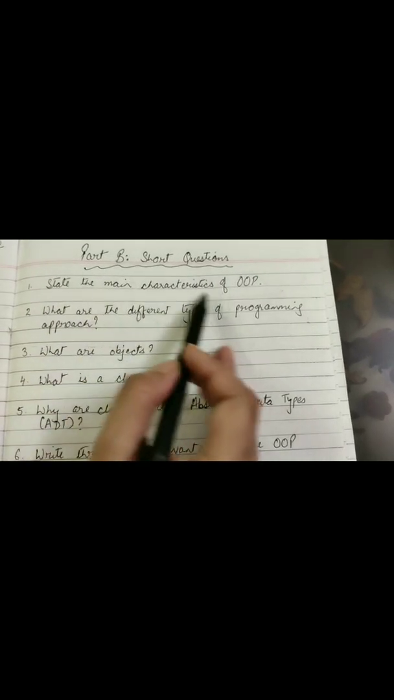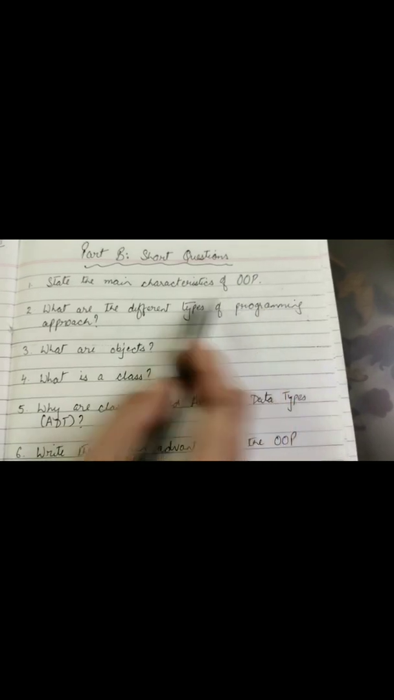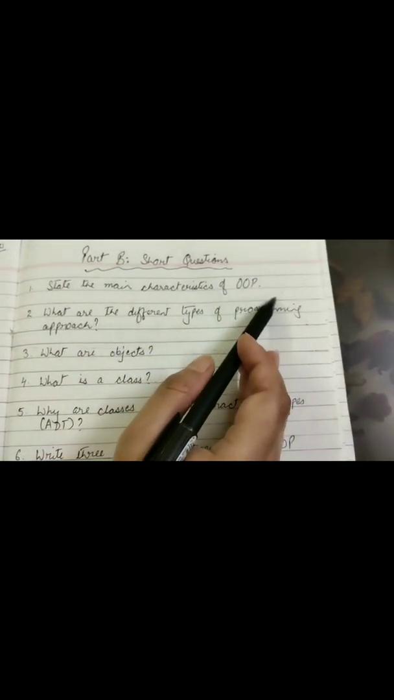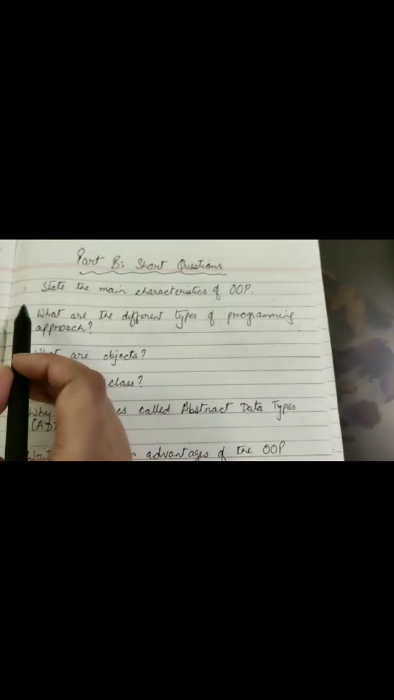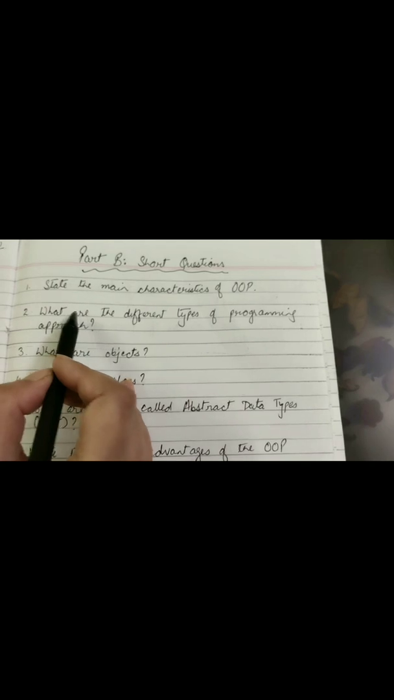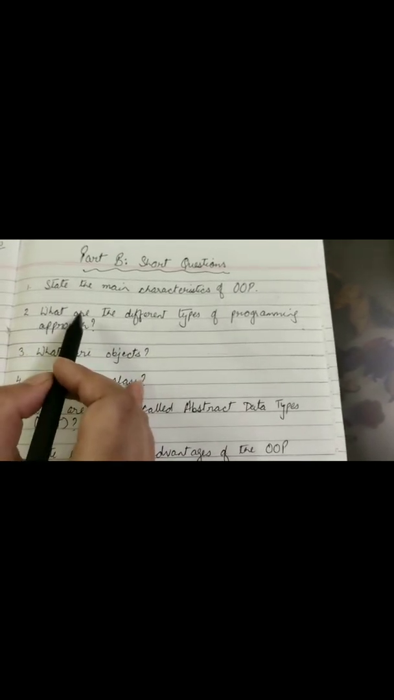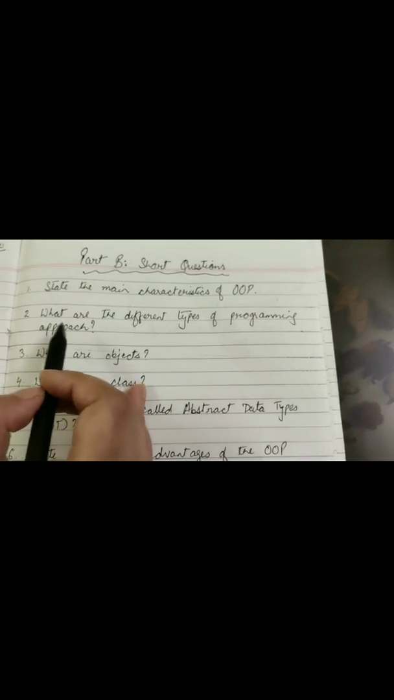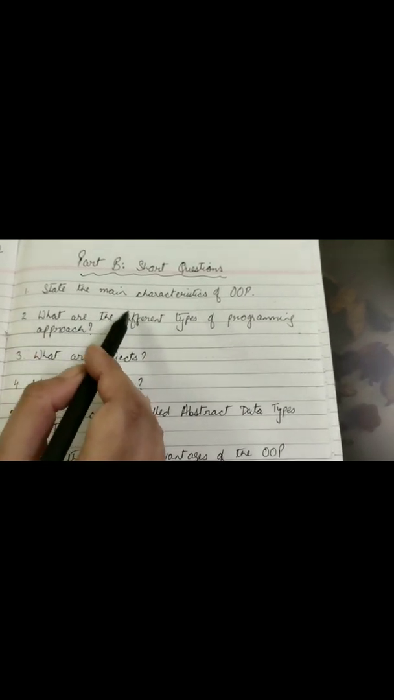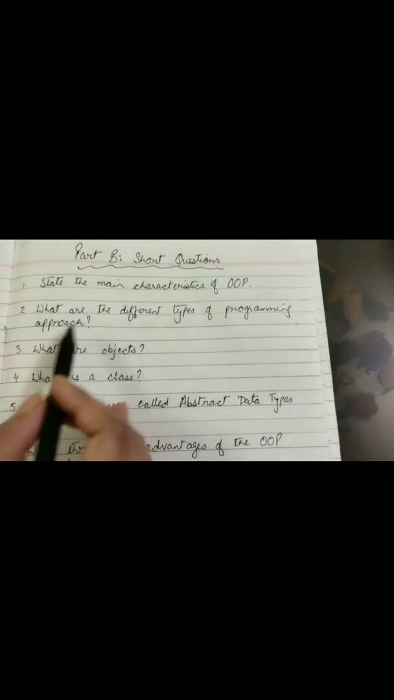State the main characteristics of object-oriented programming. The main characteristics of object-oriented programming are: number 1, emphasis is on data rather than procedures. And second, programs are divided into objects. If you find any other two characteristics, you can also write those down according to your convenience.